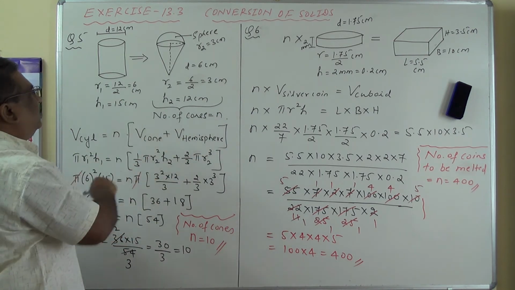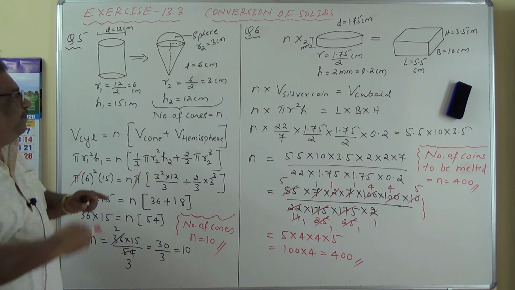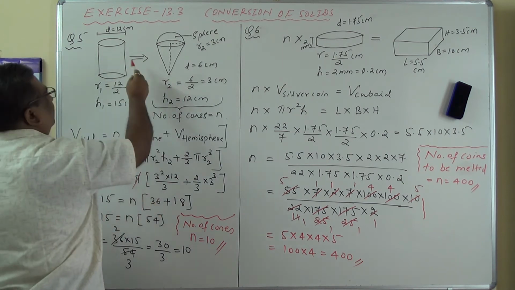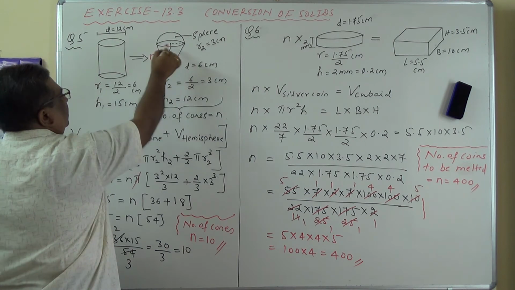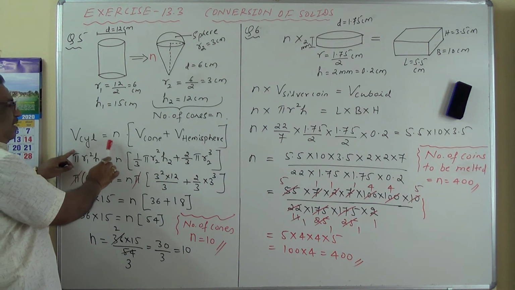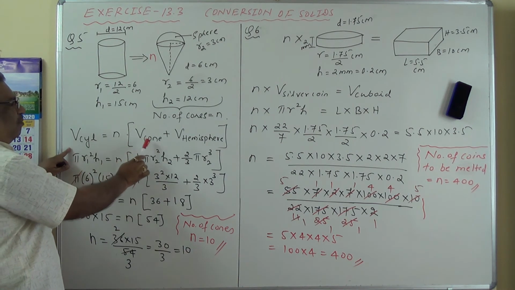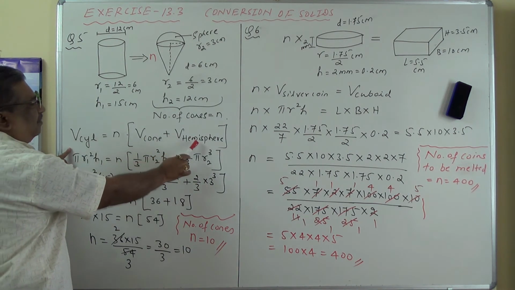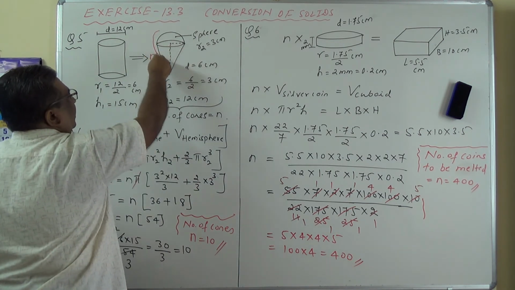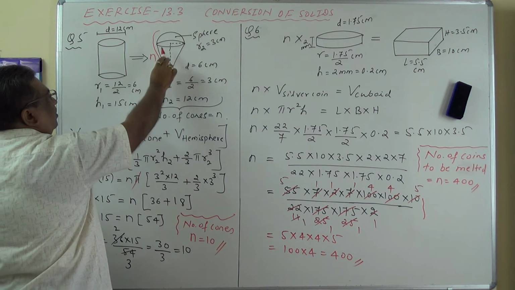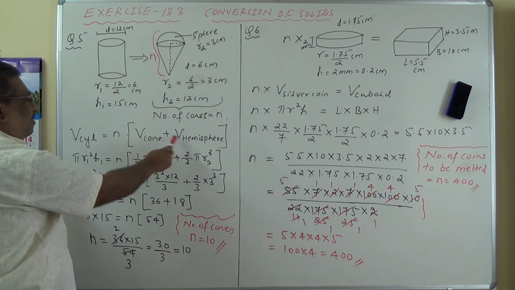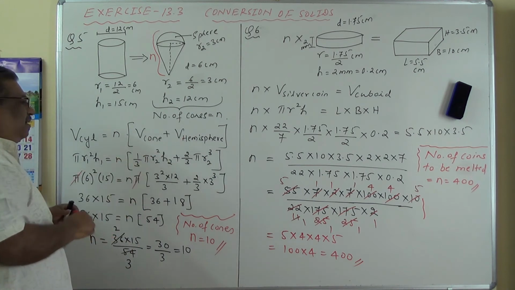Now here we have to match the volumes. That means the cylinder volume should be equal to n times the volume of the cones. Therefore volume of the cylinder is equal to n times volume of the cone plus volume of the hemisphere. I said only cone, no, it is not, it is the entire volume. N times volume of the cone plus volume of the hemisphere basically, because ice cream is in the form of a cone with hemispherical top.